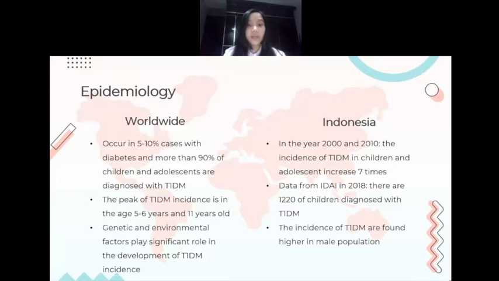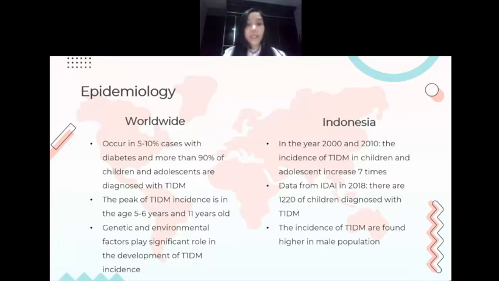In Indonesia itself, between the years 2000 and 2010, the incidence of T1DM increased 7 times in children and adolescents. Based on data from Ikatan Dokter Anak Indonesia in 2018, there are 2,220 children who are diagnosed with T1DM. Moreover, it is also known that in the year 2017, the number of T1DM children with diabetic ketoacidosis reached 71% due to lack of awareness of the public and healthcare workers.